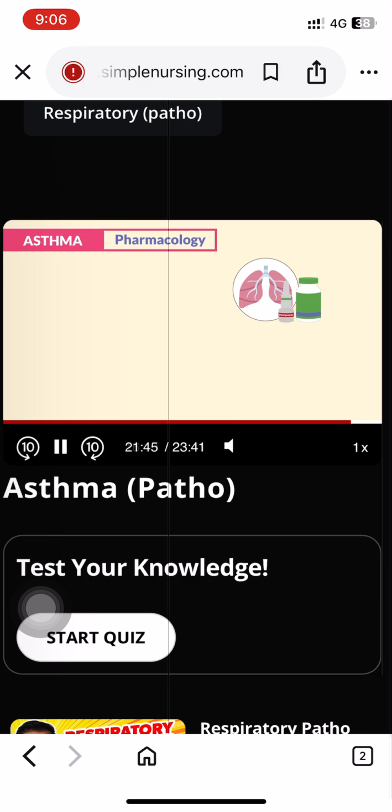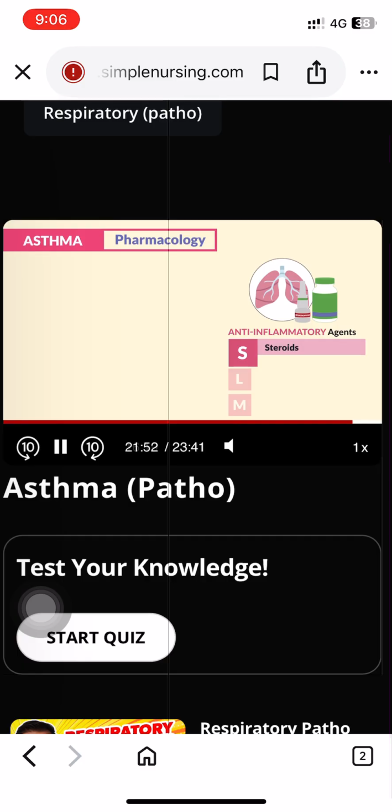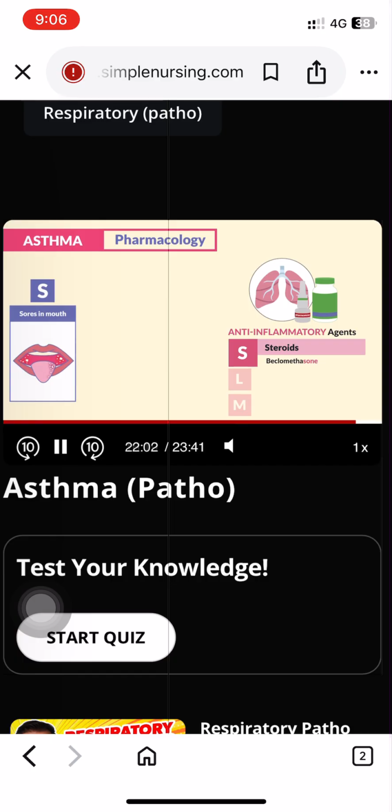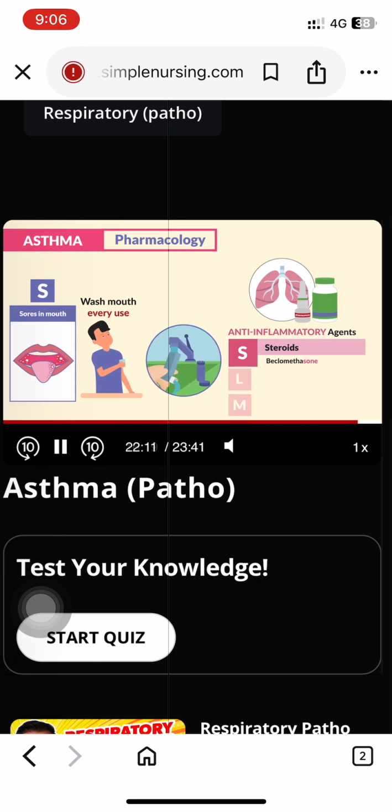Now on the other side, think of the SLAM team for anti-inflammatory agents. We have S for steroids ending in zone like beclomethasone. And the top side effects to know, just think of the 3 S's for zone ending steroids. We have S for sores in the mouth. This is known as oral thrush. So instruct the clients to wash their mouth out after every use. And think steroid inhalers go right into the sink at least twice per week.